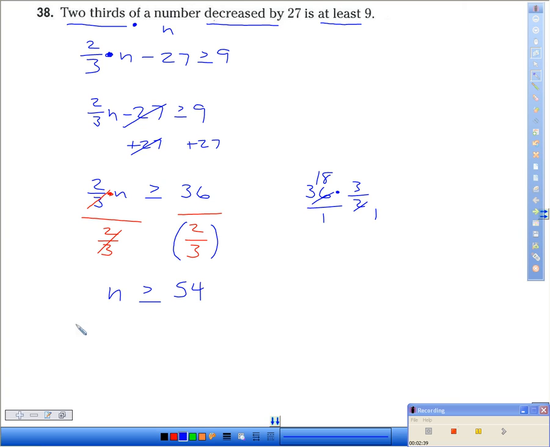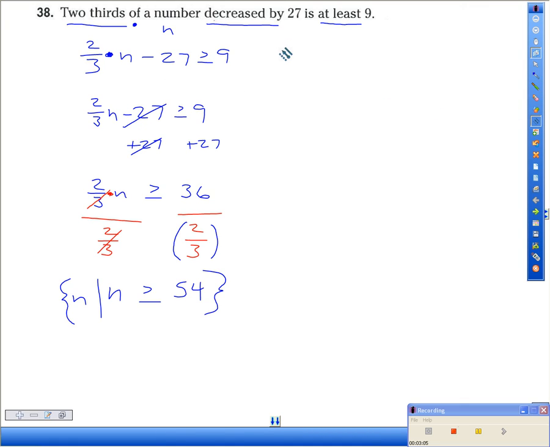If we put that in set builder notation, it's going to look like this. We're just going to have whatever variable we see present in the problem at the front with a bar. And we would read that as n such that n is greater than or equal to 54. That means any number that is either 54 or greater than 54 will make this inequality true. Our next step is to put that on a number line. We're just going to graph the solution.